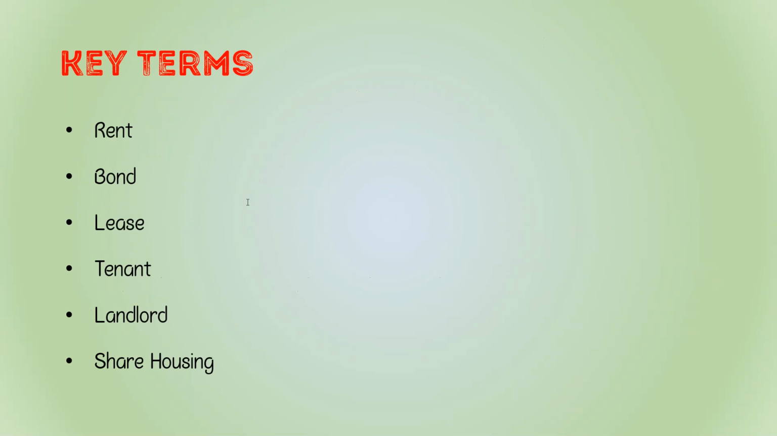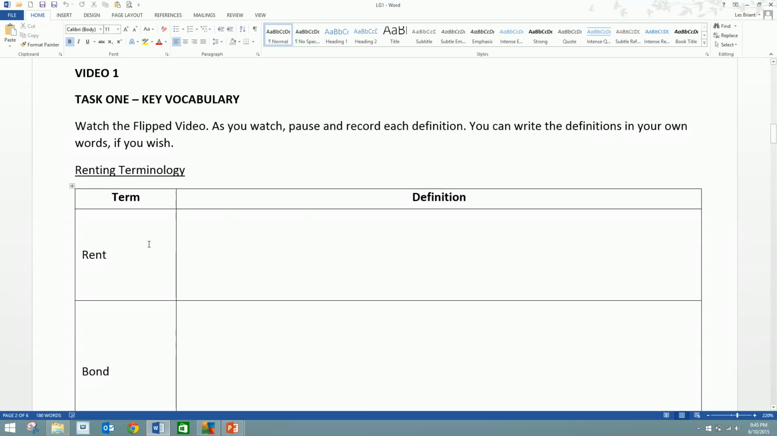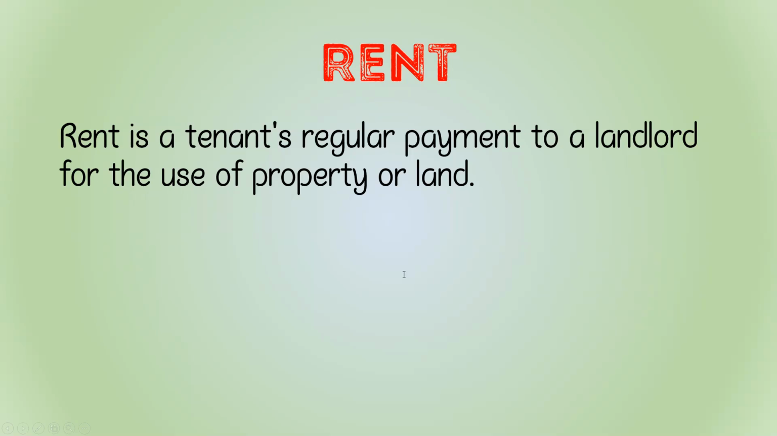So the key terms that we're going to look at are rent, bonds, lease, tenant, landlord and share housing. I'm sure that you're fairly familiar with all of these terms, so we'll just look at them in a little bit more detail where we need to. The first term is an easy one, quite simply rent. Rent is a tenant's regular payment to a landlord for the use of property or land. So go ahead and pause the video now and record the definition for rent in this box here.